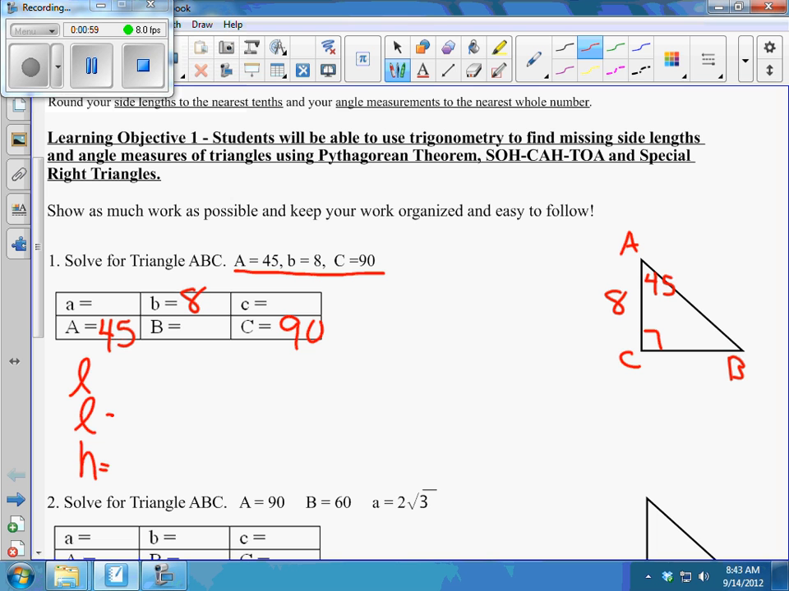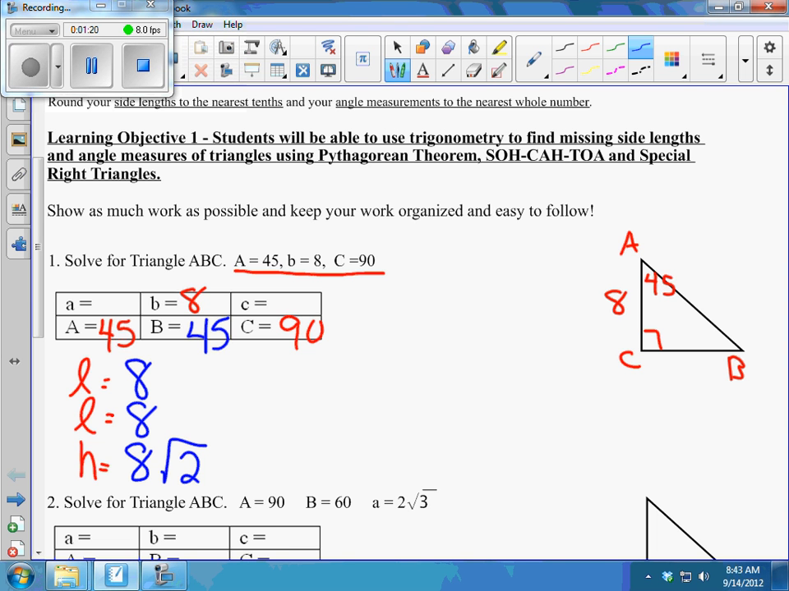So when I look, I'm going to actually finish my angles. So if A is 45 and C is 90, then B is 45. And when I look at what B is, it's one of the legs in my picture, so that's 8. That makes my other leg 8, and that makes my hypotenuse 8 square root of 2.